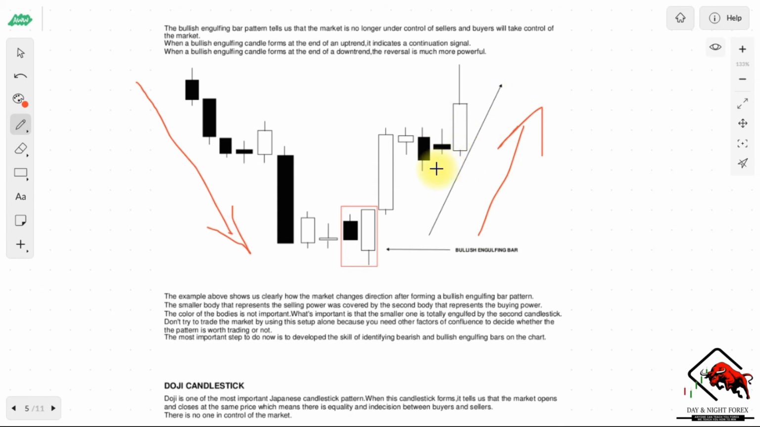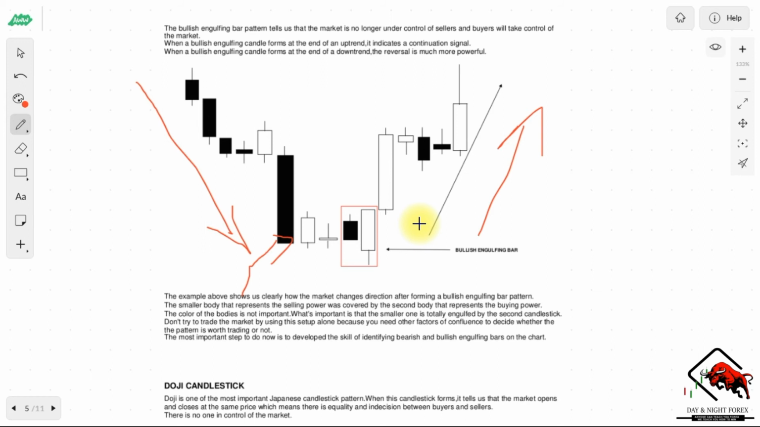So when a bullish engulfing candle forms at the end of a downtrend, the reversal is very powerful. But at the same time, if this candle forms at the end of an uptrend, it's an indication of a continuation signal. So if this was an ongoing uptrend, and then we saw this pattern come up here, that means it's another opportunity for re-entries, meaning that you just continue to ride this wave, going further with it, because the market will be continuing and the buyers are still in control of the market, so they'll continue to push the market up.